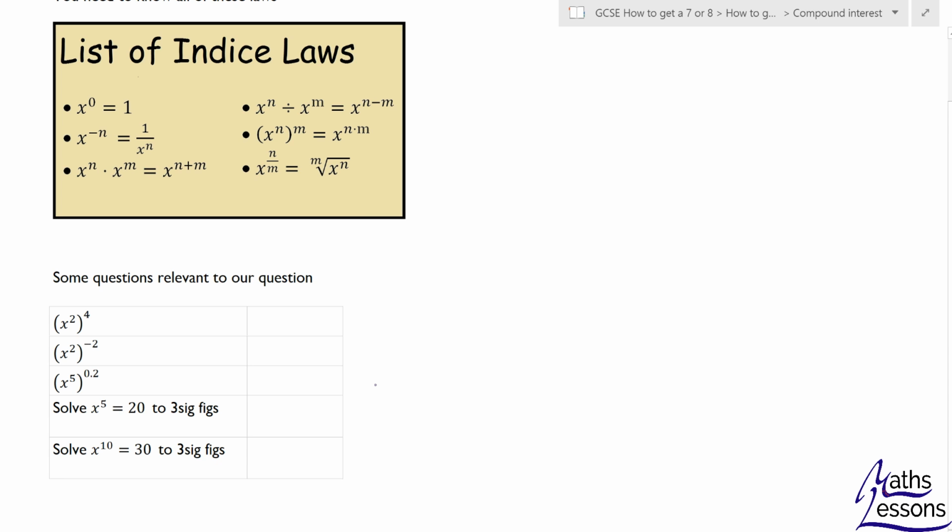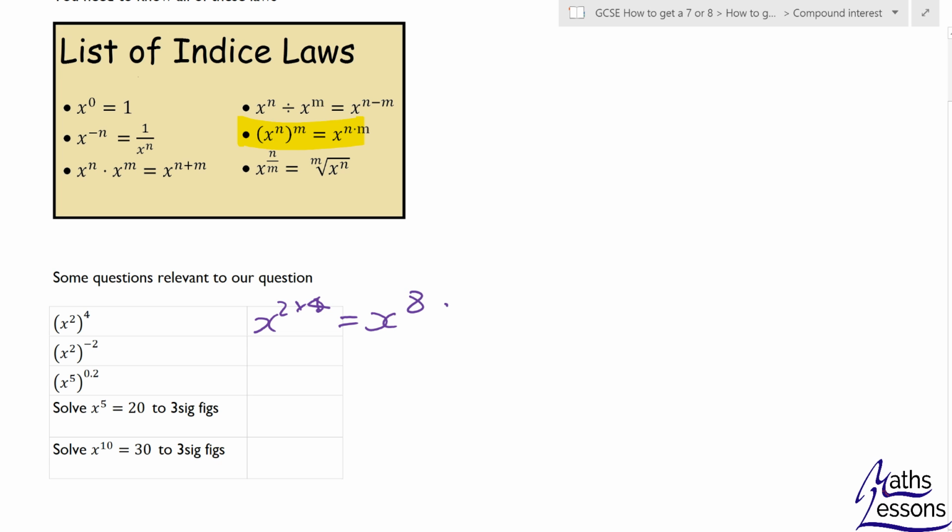Right, Kit's going to help me go through this. So, Kit, how did you do the first one? I did 2 times 4 because you times the indices. Yeah, we're using this rule here where you times the indices. So x to the 2 times 4 gives us x to the 8.